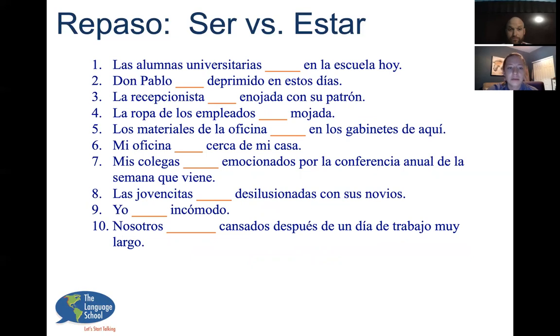Las alumnas universitarias están en la escuela hoy. Don Pablo está deprimido en estos días. La recepcionista está enojada con su patrón. La ropa, this one's confusing. La ropa de los empleados está mojada.